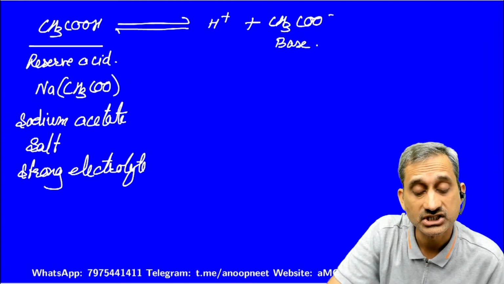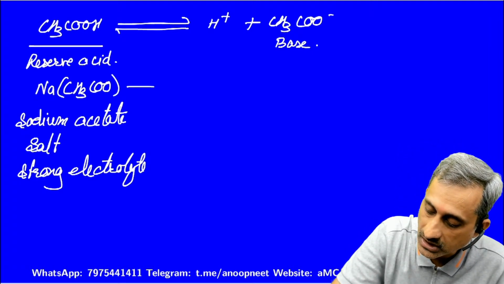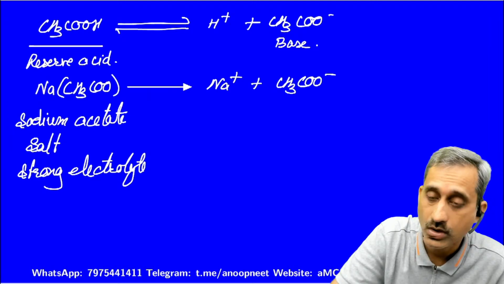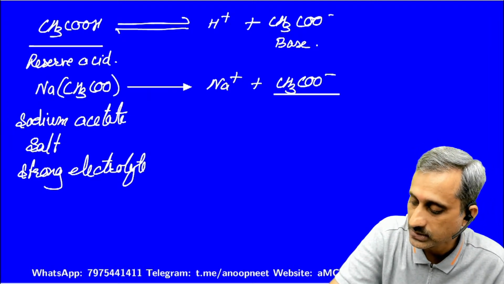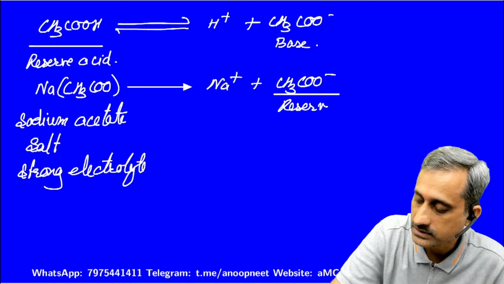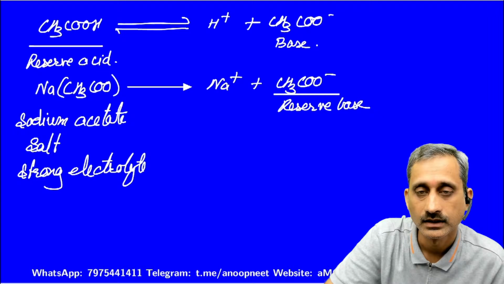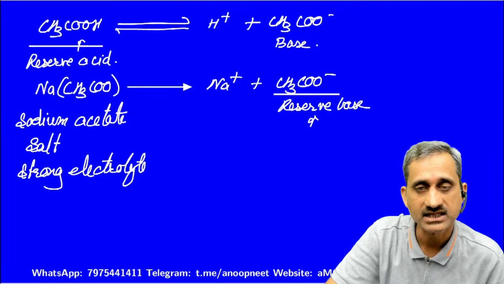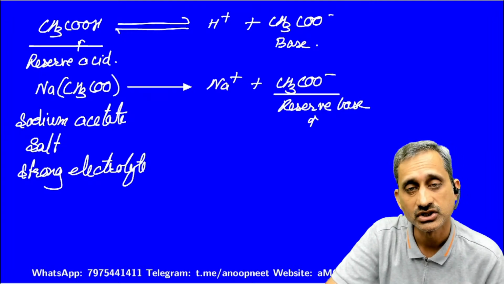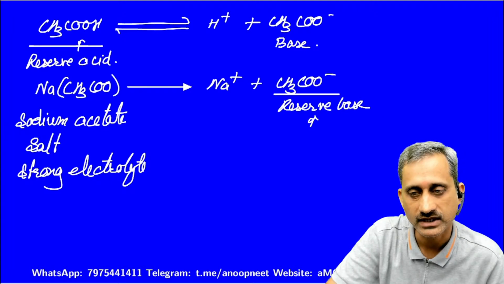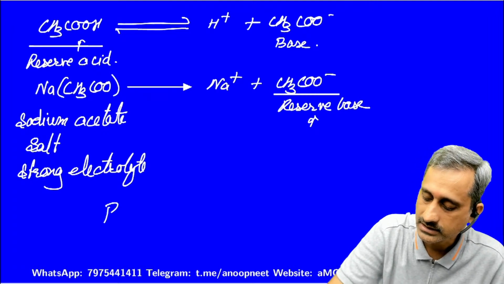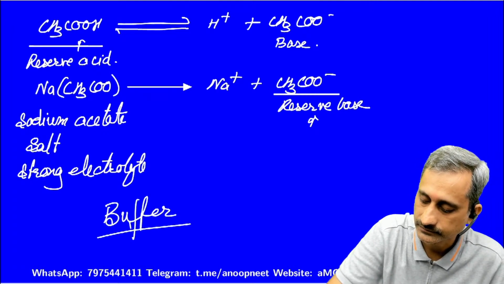It's a salt and it's a strong electrolyte. So this is going to completely dissociate to give Na plus and CH3COO minus. Now this will become the reserve base. If you add acid, this will be consumed. If you add base, this will be consumed. And this system is going to resist the change in pH on addition of a small amount of strong acid or a strong base. ठीक है? ऐसे सिस्टम को बफर कहते हैं.